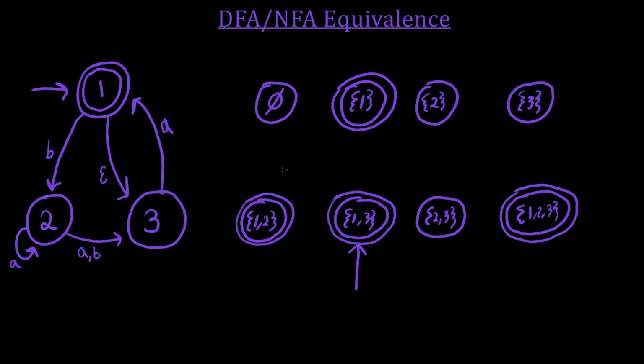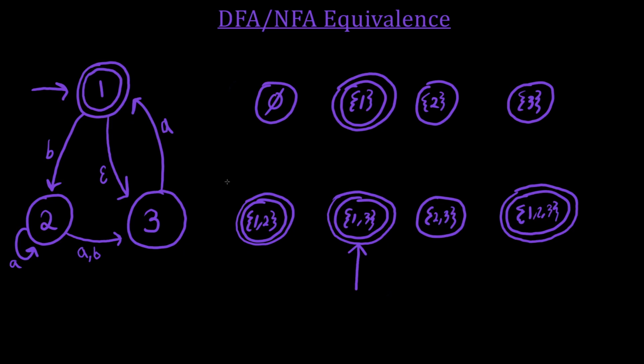So if we end up in one of these states where ending on 1 is a possibility, we're going to make that an accept state, because there is a path that exists to get to an accept state in the NFA. Great. Now let's talk about the alphabet.